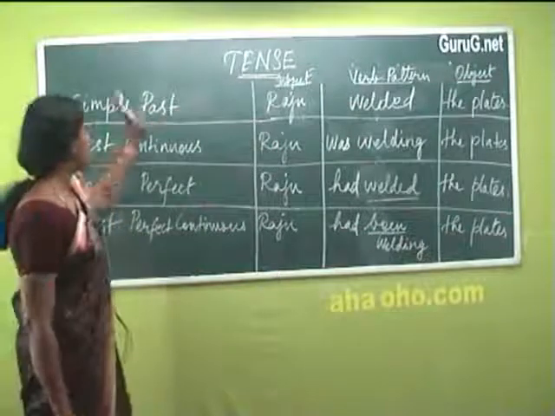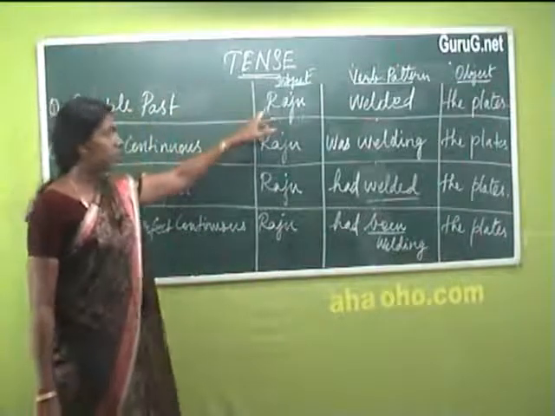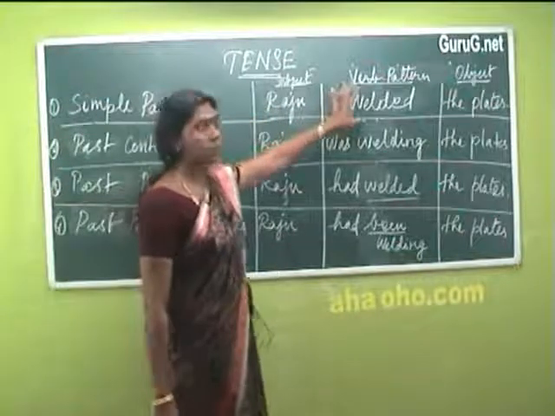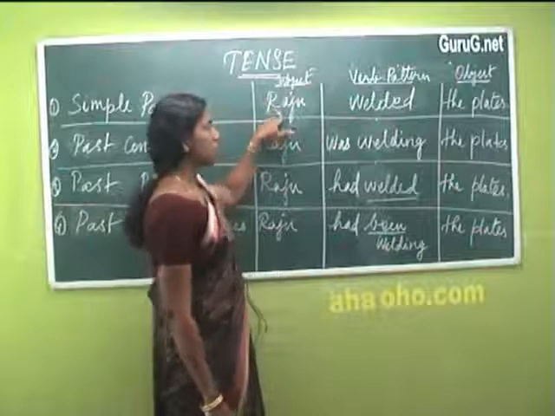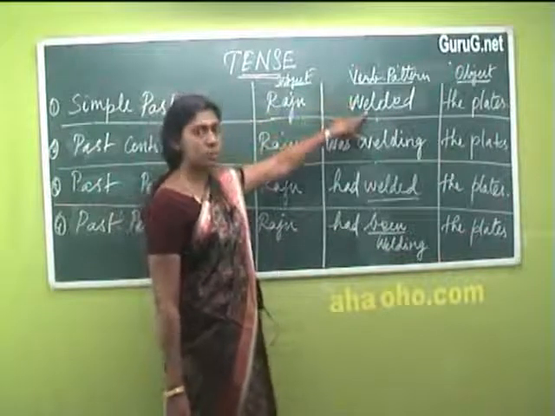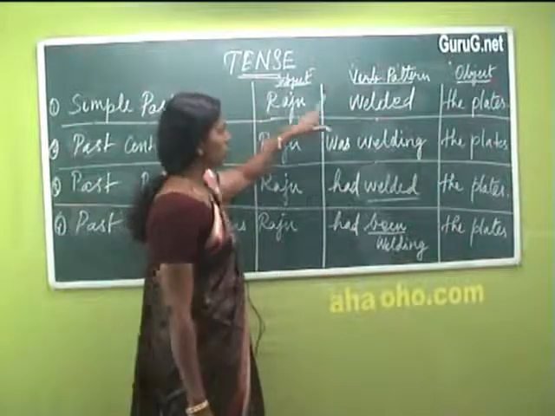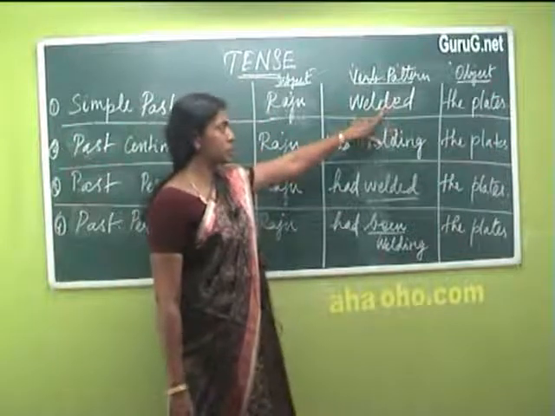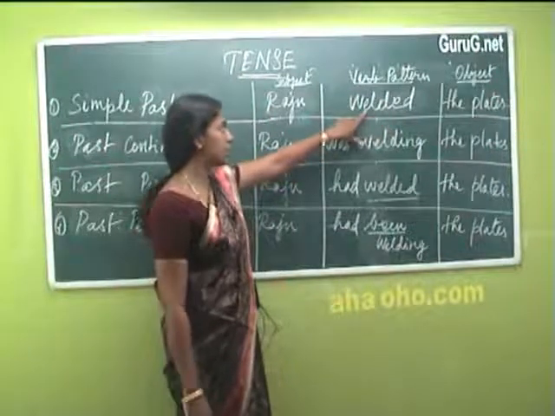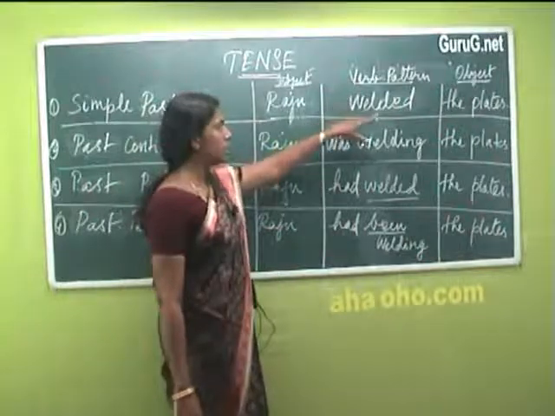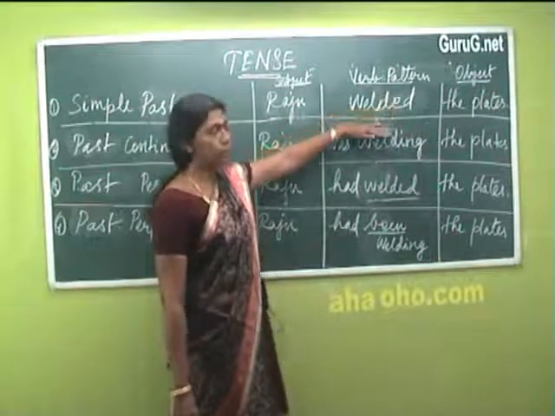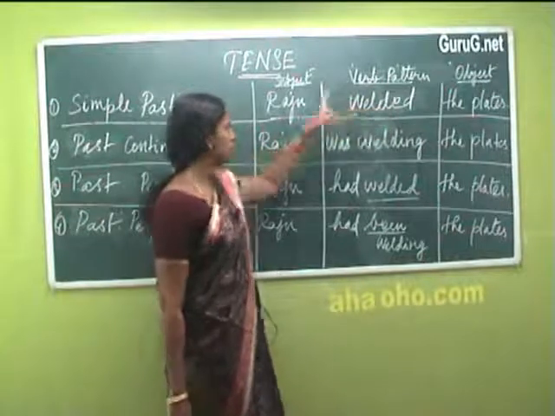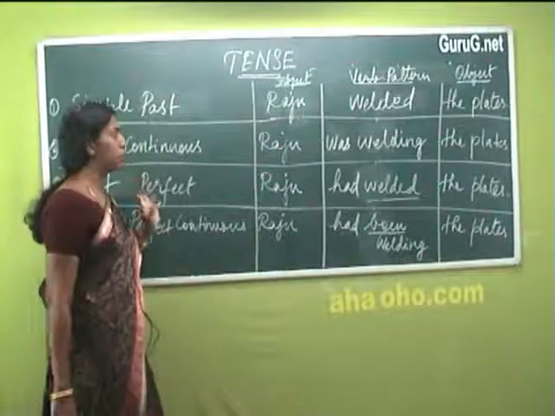Okay. Now we move on to the example. Same example, I've just changed the verb form here for better understanding. The same subject, but the verb form differs because it is past tense here. Raju welded the plates. Welded tells you it is in past tense, simple past tense. There is no auxiliary verb before it. Raju welded the plates together. It's very easy for understanding. The verb is past tense, so we can easily understand it is simple past.